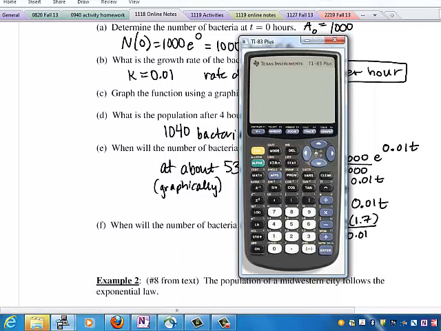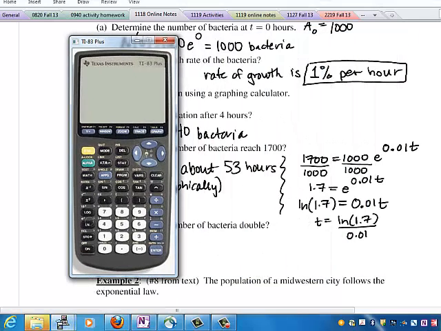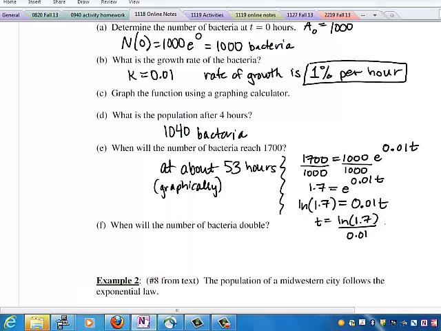Grab a calculator. We know what we're expecting, but let's make sure we get the same thing this way too. About 53 again, so 53.06 hours, just like we saw when we graphed it.